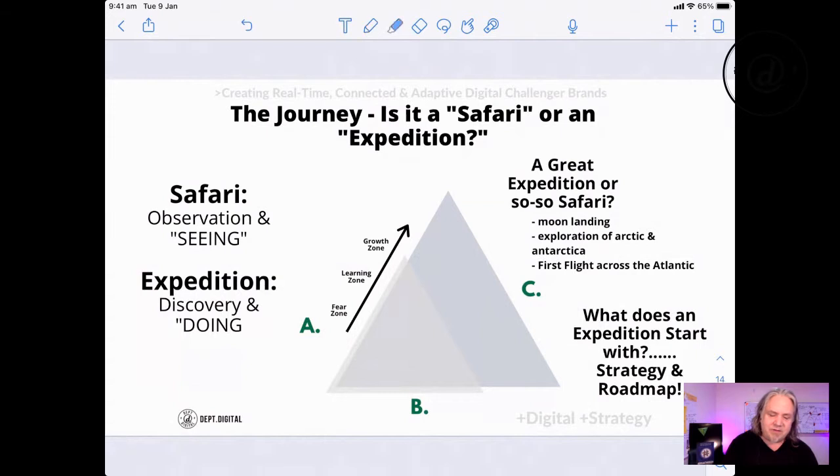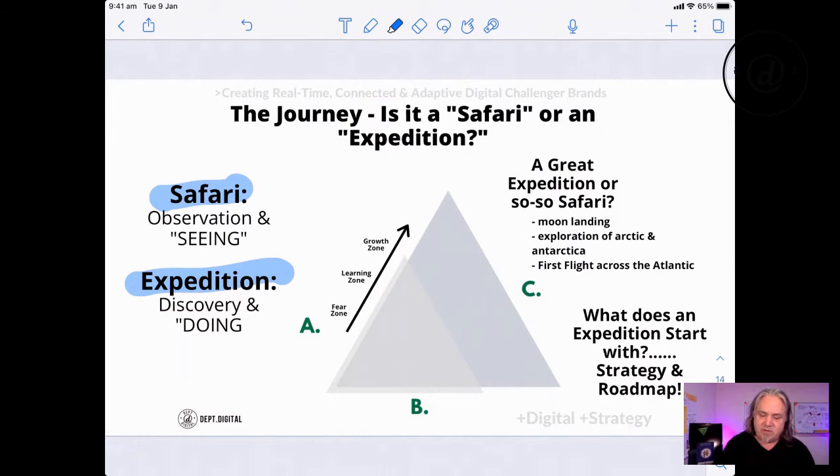So, how do I compare this? I compare it to a safari versus an expedition, right? What's a safari? Well, it's observation and seeing. It's basically going out and watching the zebras and the animals and the giraffes and that sort of thing and trying to avoid getting eaten by tigers. But it's just seeing typically. Okay, safaris can be fun too. But what's an expedition? This is where we're discovering and doing things. So this is how we change our business. We can't change our business by a safari, but we can change our business with an expedition as well.